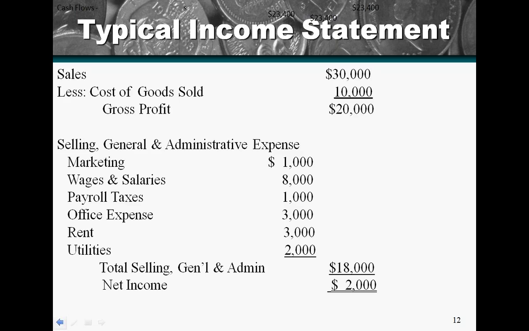Then you go into your selling, general, and administrative expense. You've got marketing, wages, et cetera, all your overhead. Total of those, 18,000. And here we come down to net income or operating income. And if we had interest and other things, we would put those below here, and then you come down to real net income. Any questions on that?